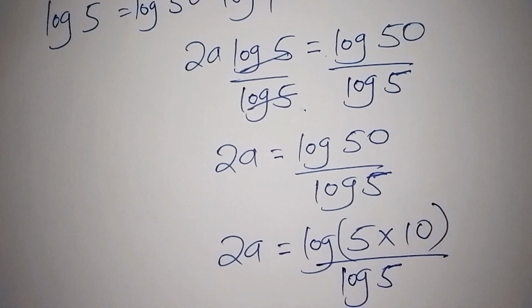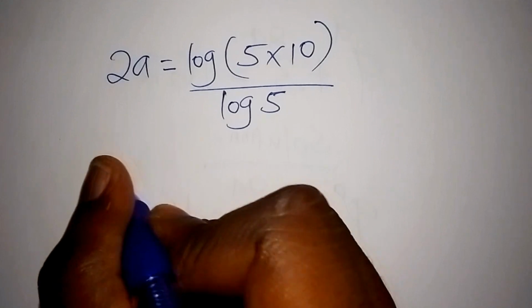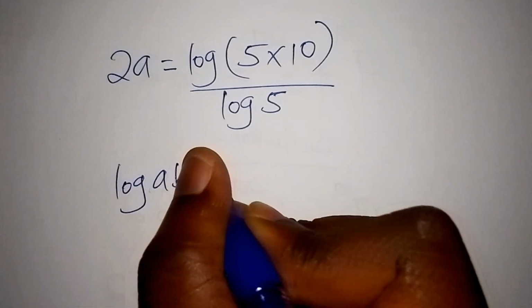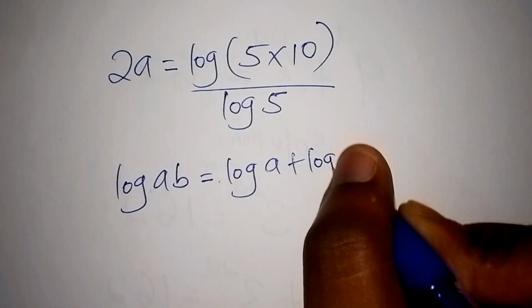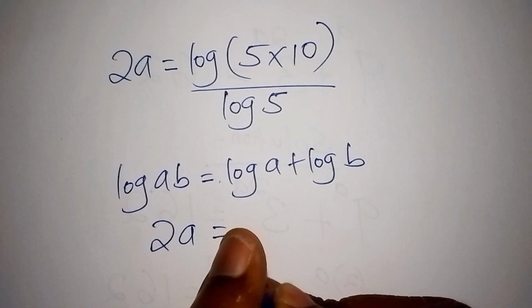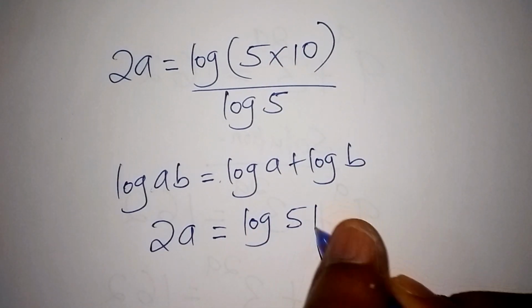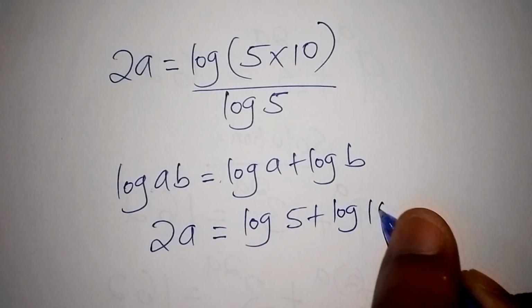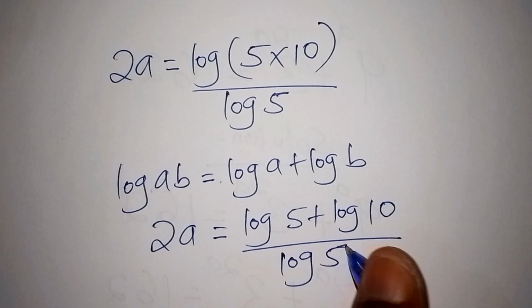So in this case now, assuming that we have log ab, this one can be written as the log of a plus the log of b. So 2a now shall be the log of 5 plus the log of 10 all over the log of 5.